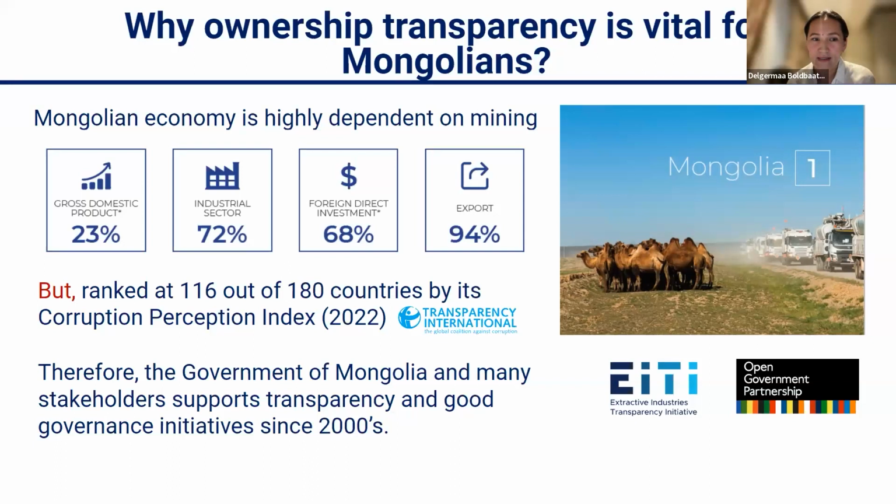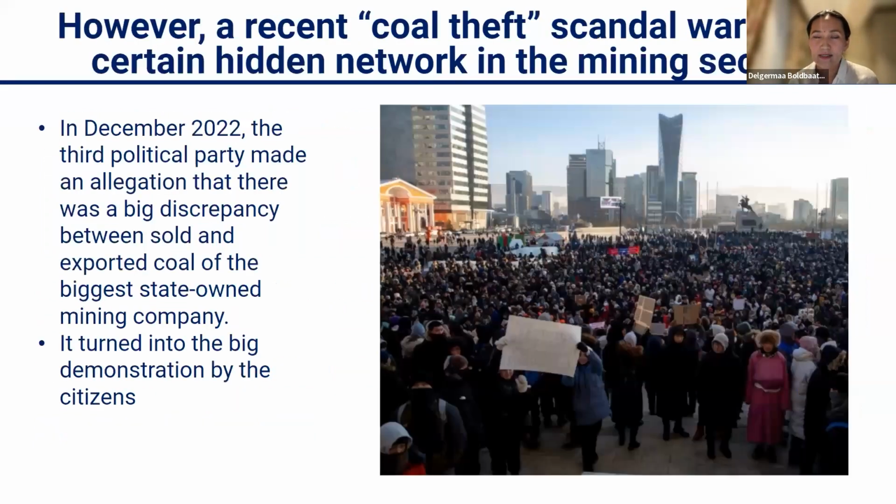For example, we are ranked 166th on the corruption index. So in general, the Government of Mongolia and companies promote transparency initiatives, for example EITI and the Open Government Partnership, and we have actively promoted these disclosure practices for over 20 years, so there was a lot of information.